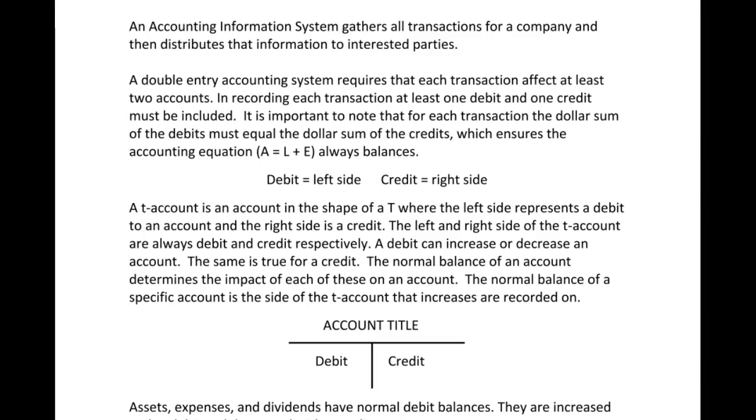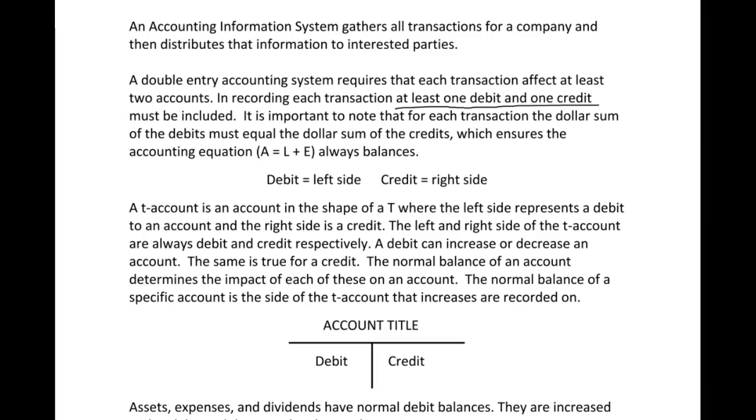So a double entry accounting system requires that each transaction affect at least two accounts, meaning we need to have at least one debit and one credit affected in each of our transactions. Right. So we learned early on in our financial accounting courses, our principles courses, that our debits always have to equal our credits. Okay. Well, that is the same here. All right. So every transaction has to have at least one debit and one credit, and those sums have to be equal. Now, there can be more than one debit or more than one credit as long as the debits equal the credits.